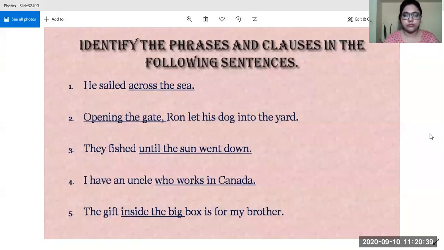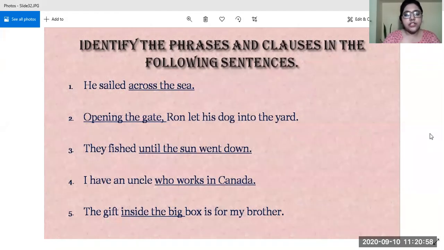Across the sea is a phrase. Very good. It is a phrase. Next, opening the gate, Ron let his dog into the yard. Yashi? Phrase. Very good. It is a phrase because we do not have any subject doing the work.